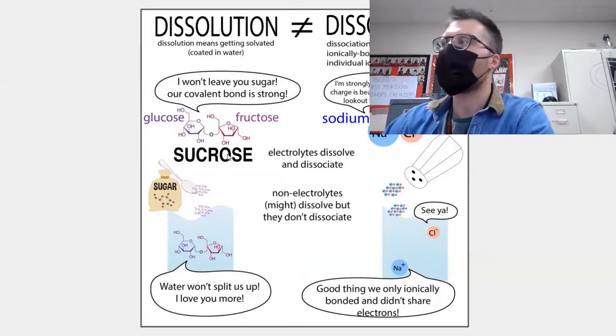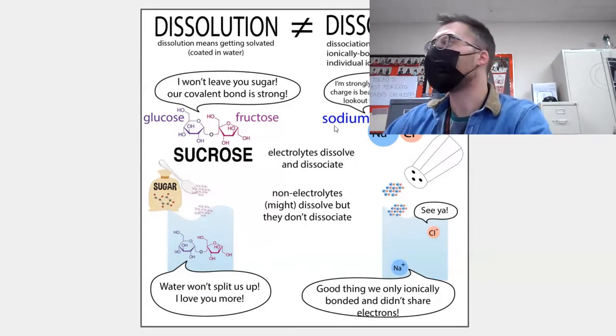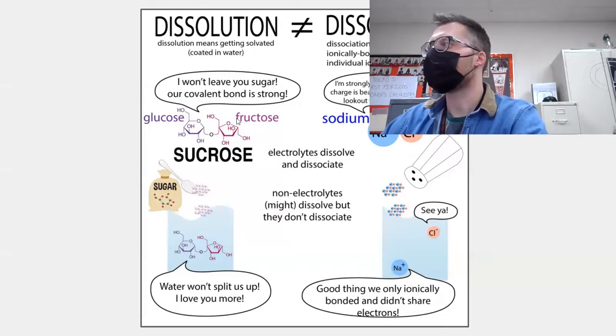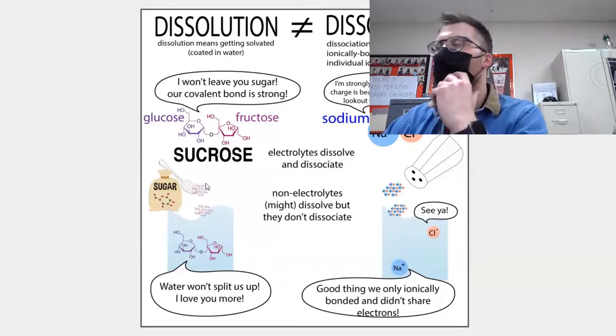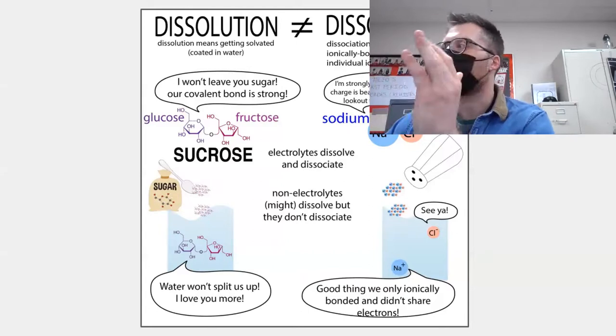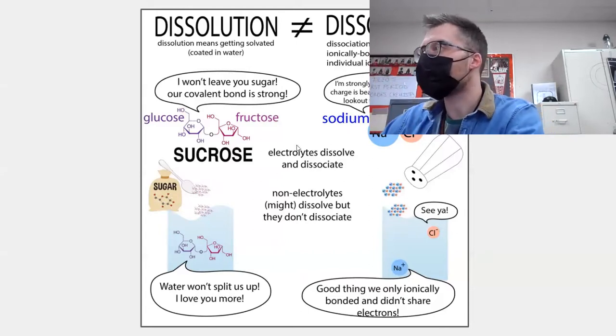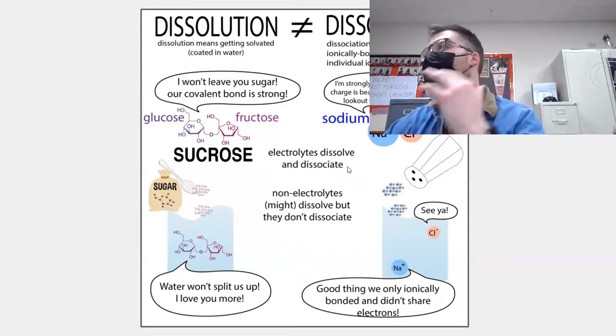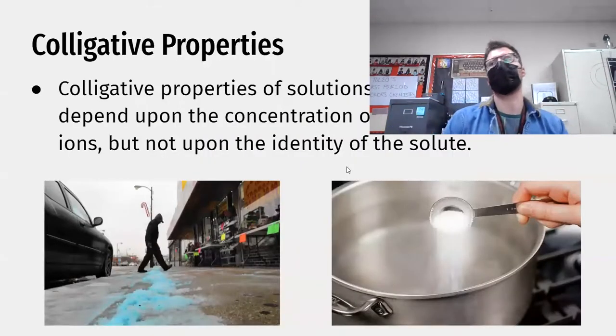And what we talked about is how something like sucrose or sugar behaves much differently in water than something like sodium chloride. Ultimately, what we found is that something that is covalent, like sugar, does not dissociate or split apart into individual ions in water, whereas something like sodium chloride, an ionic compound, does. Electrolytes dissolve and dissociate, whereas non-electrolytes will or might dissolve, but they don't dissociate. So this is a concept or an idea that we're going to want to keep in mind as we begin to talk about these colligative properties.